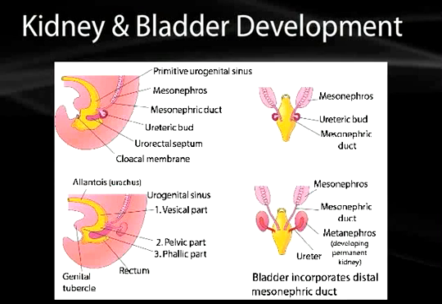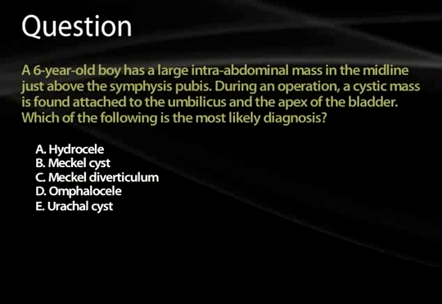Once the mesonephric duct has separated away and been partially resorbed into the urogenital sinus, what you're going to have is a separation from the kidneys and the reproductive system, which will be the mesonephric duct and the mesonephros, which will become part of the testicle, actually. So the bladder is going to incorporate the distal mesonephric duct. What will happen with this is that it will become the trigone. Let's go to a question.